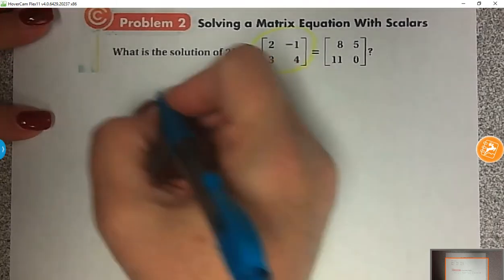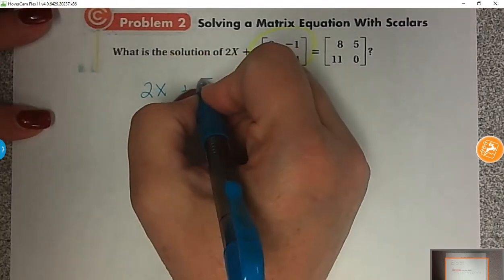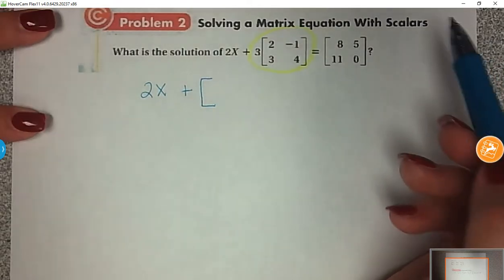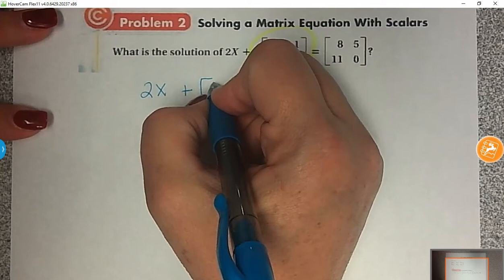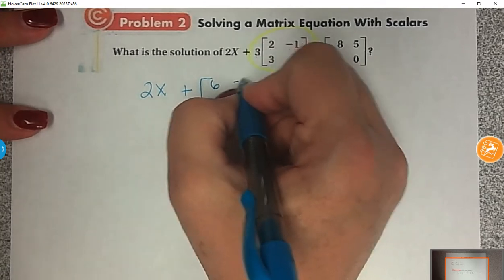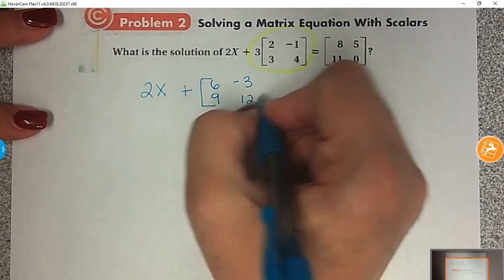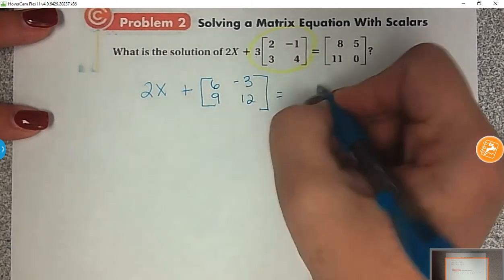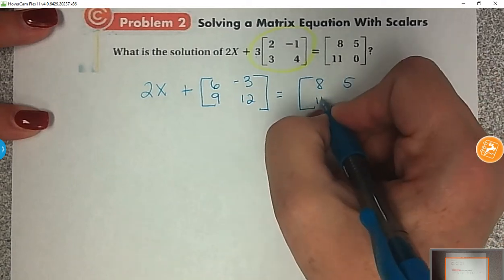So let's go ahead and recopy our 2x. And now, when I use my scalar multiplication and multiply 3 times everything in that matrix, I end up with 6, negative 3 on the top. The bottom is 9 and 12. Now just recopy the other side of the equal sign.